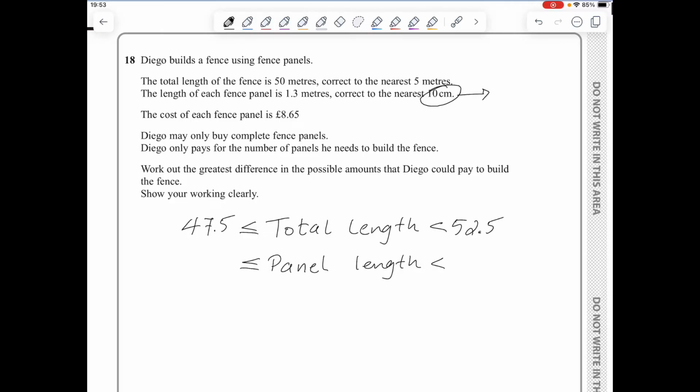Now for the panel length, this is equal to 1.3, correct to the nearest 10 centimeters. Now I need to convert the 10 centimeters into meters. That's 0.1 meters. I'm going to divide that by 2, get 0.05 meters, and add and subtract these to 1.3. So I'll get 1.25 meters for the lower bound, 1.35 meters for the upper bound.